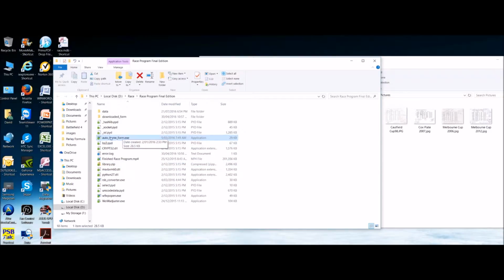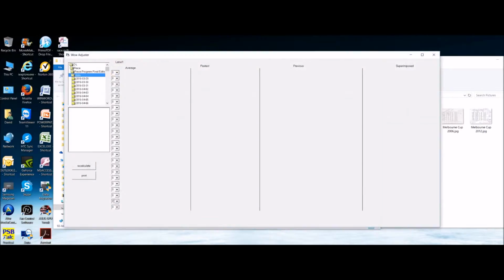So once it's done that, you go down to what I call the wow adjuster. That was to add in scores out of 10. If a horse I knew to be better than average, I could give it a rating as well as what its form line was coming up as. So we double click on the wow adjuster, and that's how it's going to look.